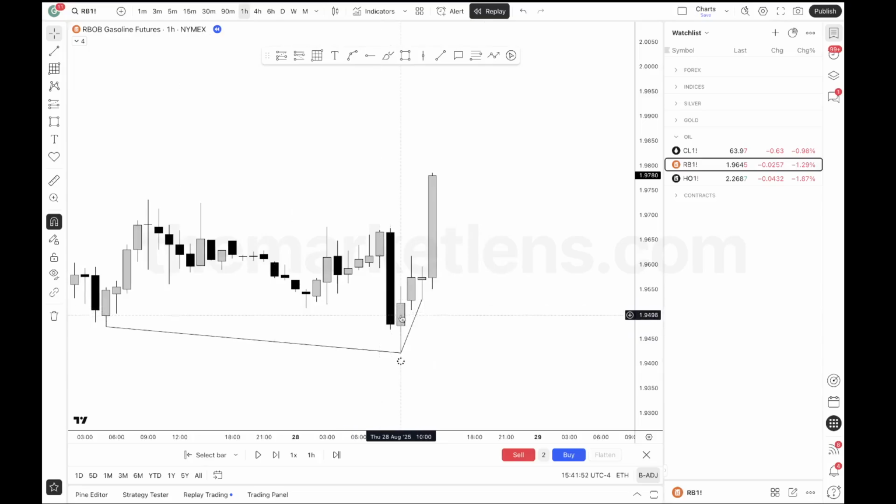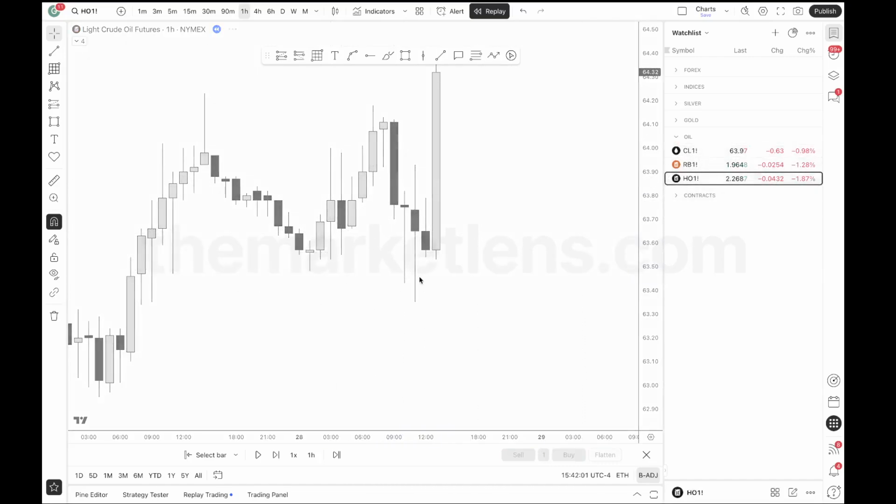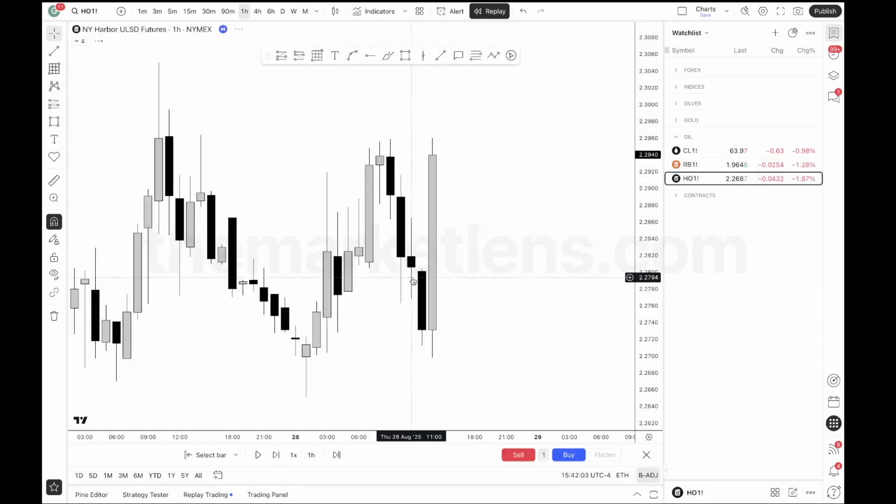Right, because this low right here at 10 a.m. gets taken out right here, or it's this low that gets taken out, right? Or where is it? 10 a.m. I have to find it. Oh yeah, it is this low, sorry. So here's 10 a.m. low.